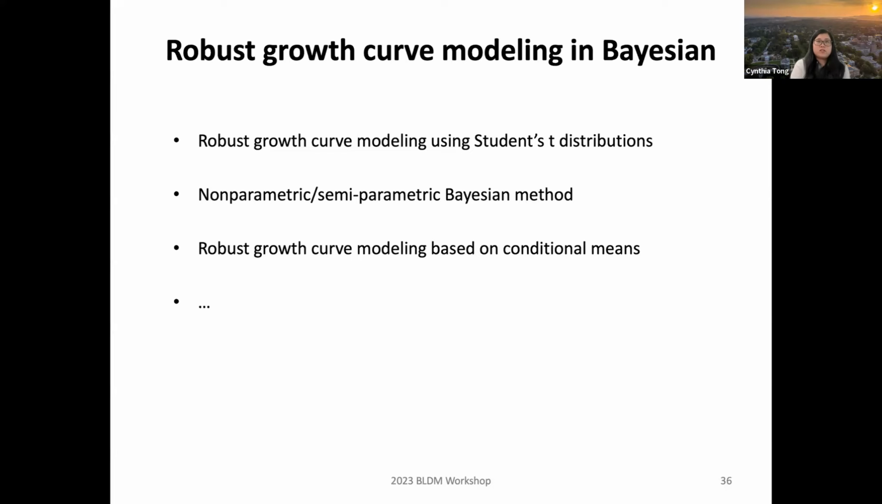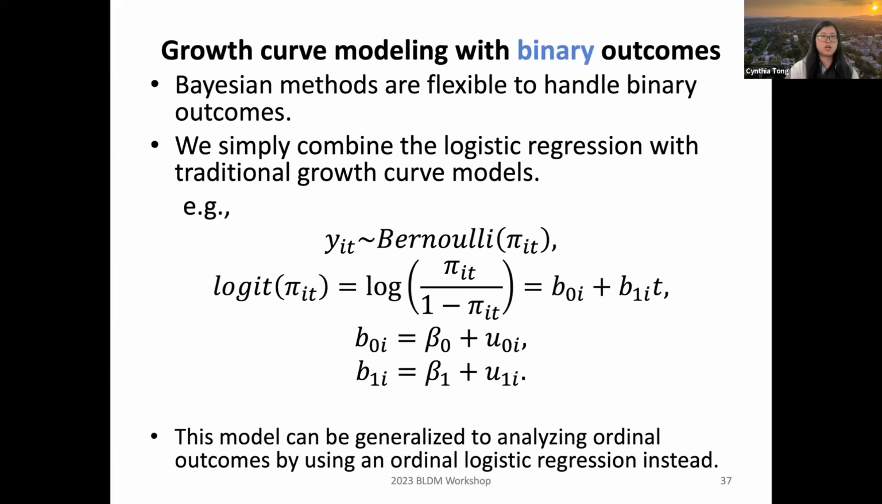There are also other approaches in robust growth curve modeling, and in the practice session, hopefully we'll have time to at least implement robust growth curve modeling using student t-distributions. Okay, so that's about non-normal outcomes. But if the outcomes have binary features or proportion features, or maybe they're count data, then Bayesian methods are also very flexible.